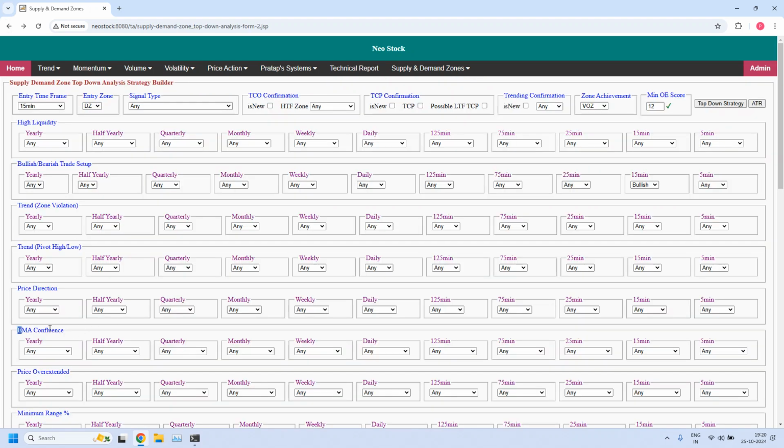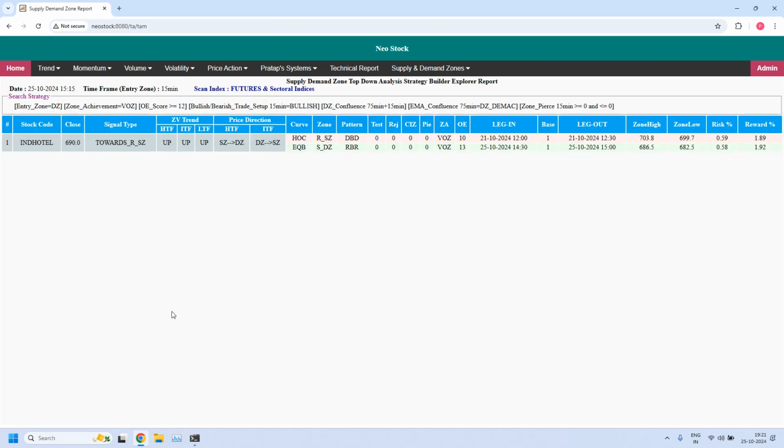So in the EMA confluence at the 75 minutes time frame, we check 75 minutes demand zone with daily EMA confluence, because the entry time frame 15 minute zone is part of the 75 minute zone. That's why we are verifying the 75 minutes demand zone with EMA confluence. One stock is filtered. So this demand zone is a high probability setup, and moreover it is also a high liquidity zone. This is a high probability bullish trade setup for our daily income trade based on ITF confluence.